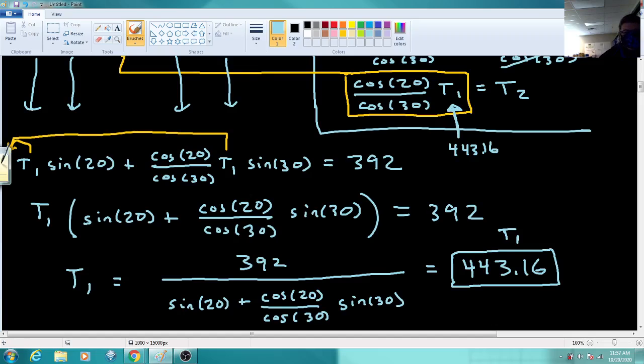So that will be tension 2. And so at this point, we've solved what it wants us to. We found tension 1 and tension 2. So we are done, and that's basically what we got.